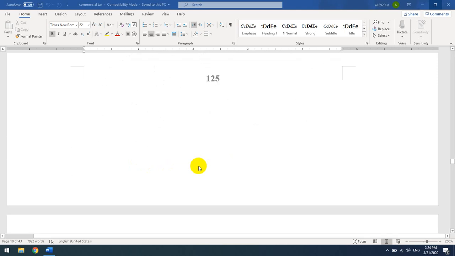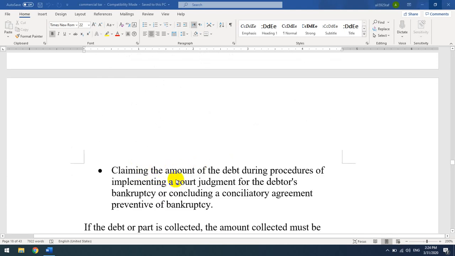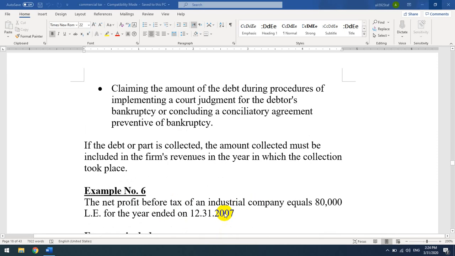amount of the debt, claiming the amount of the debt during the procedures of implementing a court judgment for the debtor's bankruptcy, or concluding a conciliatory agreement preventive of bankruptcy. These are part of serious actions that have to be taken by the taxpayer or the company to recover the bad debts.